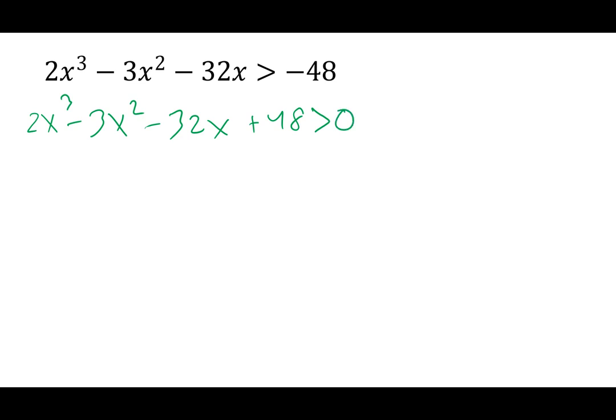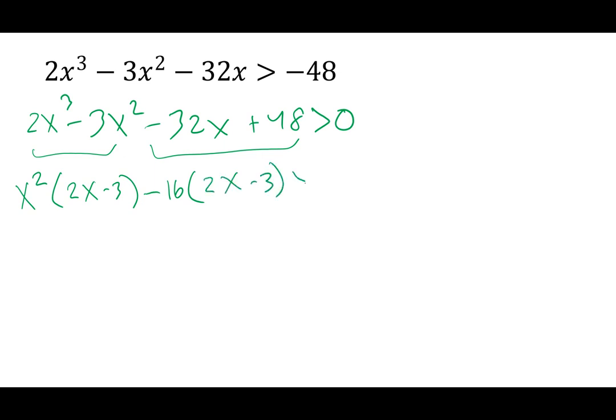So start by putting everything on the same side. This is a cubic of 4 terms, which means I'm going to try to group it. So I'm going to try to take the GCF out of each pair. From the first pair would be x squared, leaving me with 2x minus 3. From the second pair, when in doubt, take the negative out, and I can take out a 16. So that's going to give me a positive 2x minus 3.